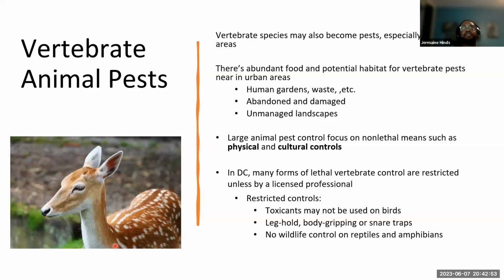So large animal pest control often focuses on non-lethal means such as physical or cultural controls. And in DC, many of those lethal forms of control are restricted unless it's by a licensed professional. So some of those restricted controls are toxicants. So you're not allowed to poison birds. Leg hold traps, you're not allowed to use body gripping traps or snare traps. You could think of non-target mammals, things like a deer or a dog or cat accidentally getting caught in something like that. There's no wildlife control on reptiles and amphibians as well.